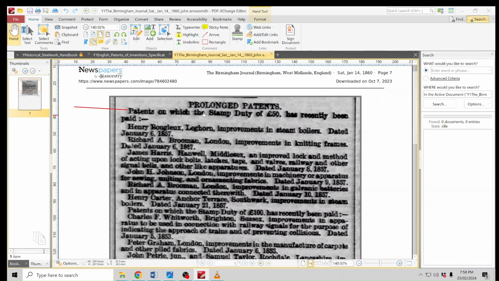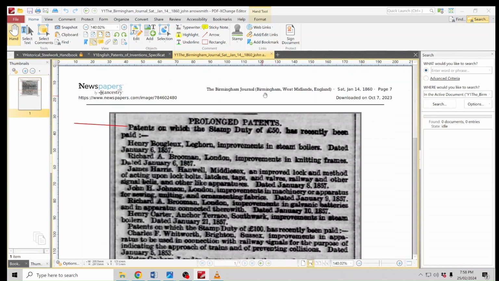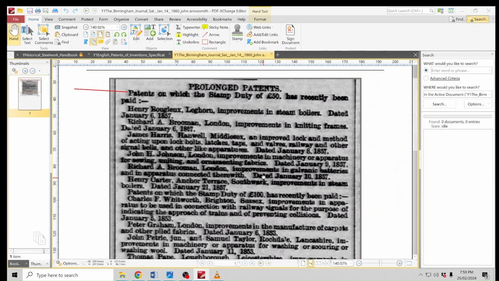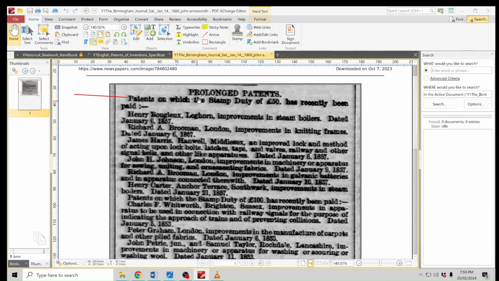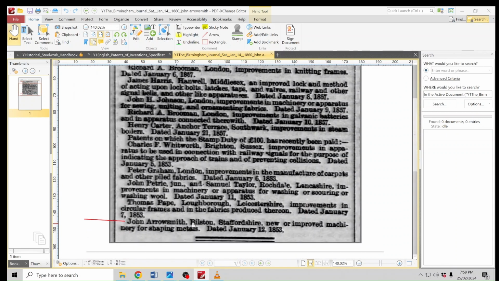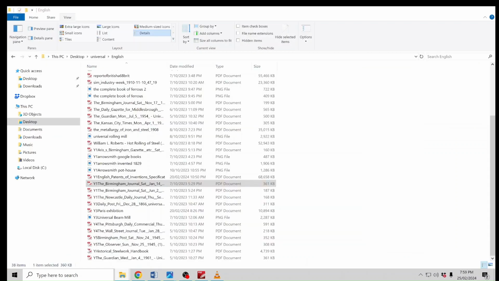So here's an old newspaper article from 1860 in the West Midlands, which is where Bilston is. John Arrowsmith of Bilston, Staffordshire, new and improved machinery for shaping materials. So this was a patent that he paid stamp duty on in 1853. So that's not quite near 1829, but possibly he invented it and had it for a long time, but never patented it till later on, or maybe something completely different. I don't really know, but I wanted to look more into this patent.